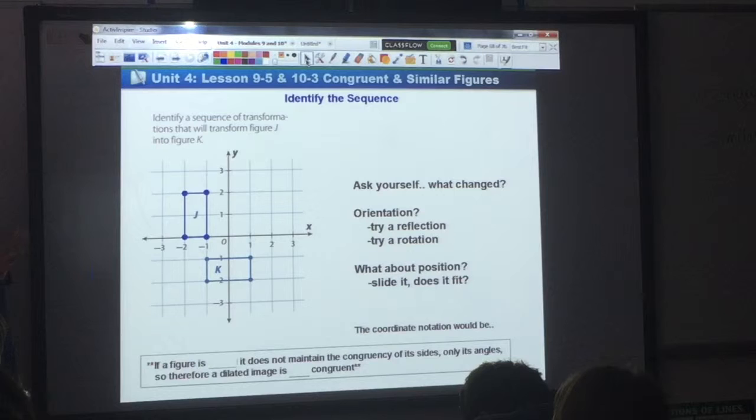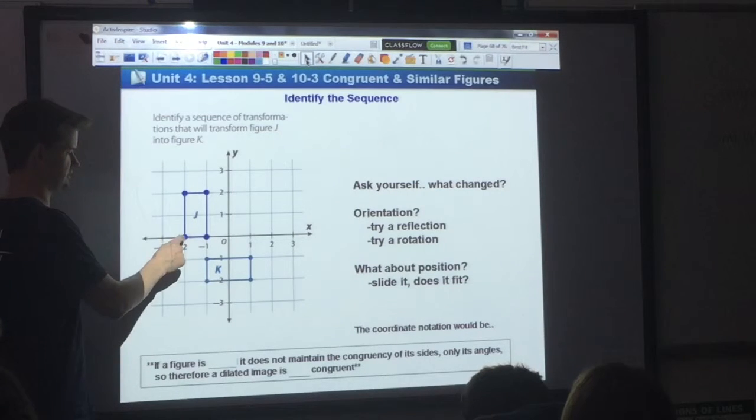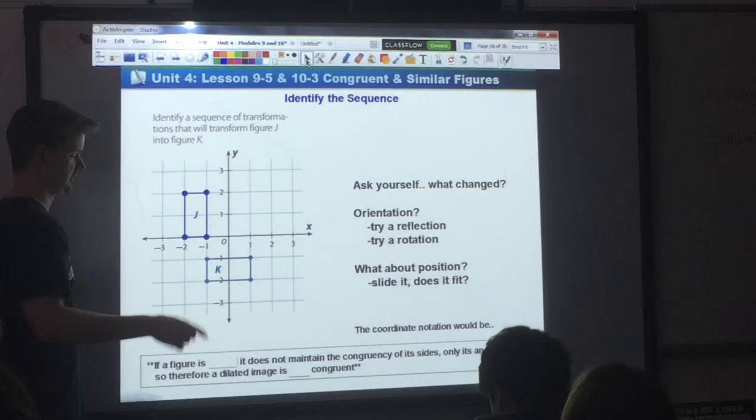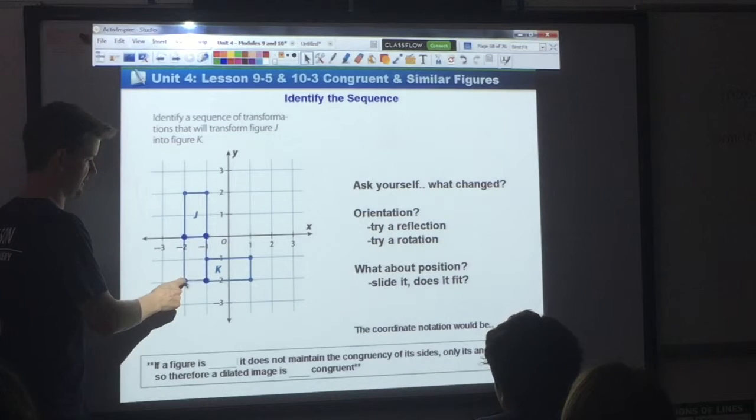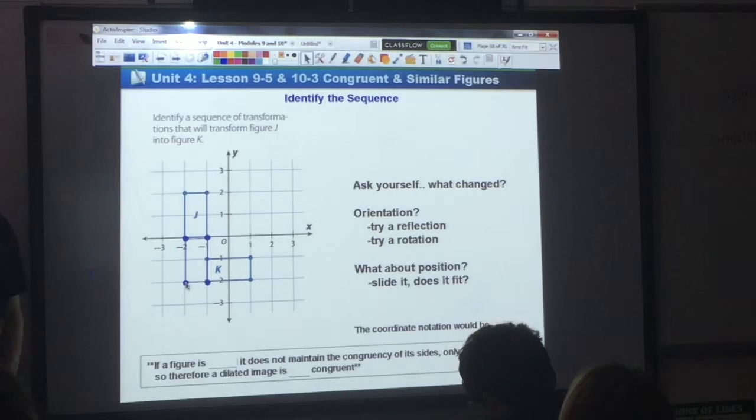Let's test it. Don't draw anything, we're testing. This is all visual, testing. What axis do you want to reflect it across? The x-axis. So if you reflect this across the x, it would look just like that. Does that fix your orientation problem?